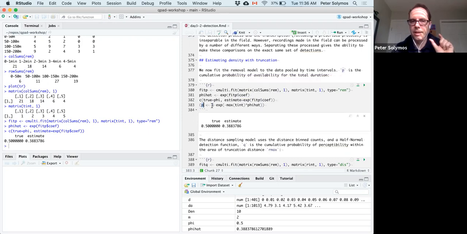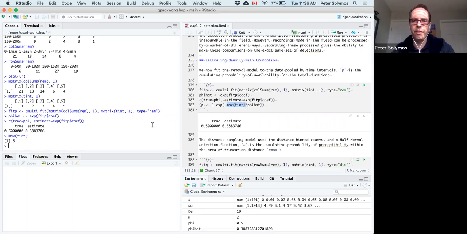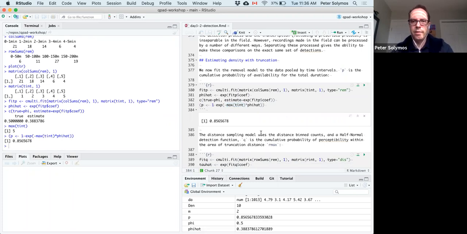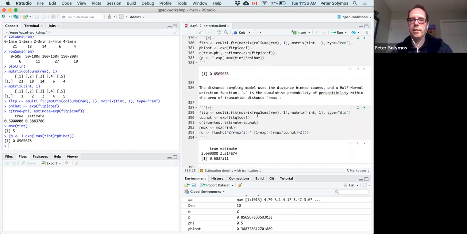So this is the cumulative density function for the removal sampling, 1 minus e to the power t times phi. And we use the maximum duration here, which was 5 minutes. That's how long we've counted. So not the 10 minutes for the simulation, but just for the sampling event, 5 minutes. So this 5 minutes times our estimate is going to be the P estimate for probability of availability, 0.86 almost.